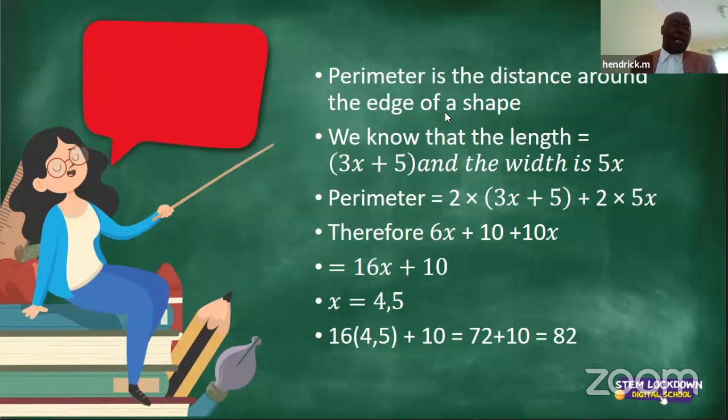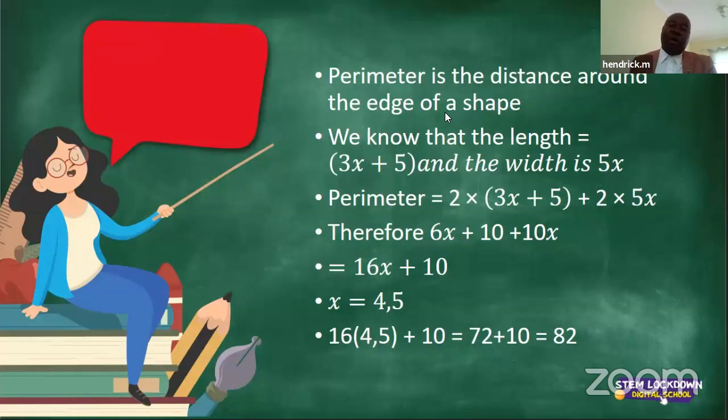That is the first thing. There are many ways to kill a cat, by the way. You can either multiply the first bracket there and thereafter add the like terms. As you can see, we said that 2 times 3x is 6x and 2 times 5 is 10. 2 times 5x is 10x. Now you add 6x and 10x to get 16x, as you can see on the board. Then you have 16x plus 10.